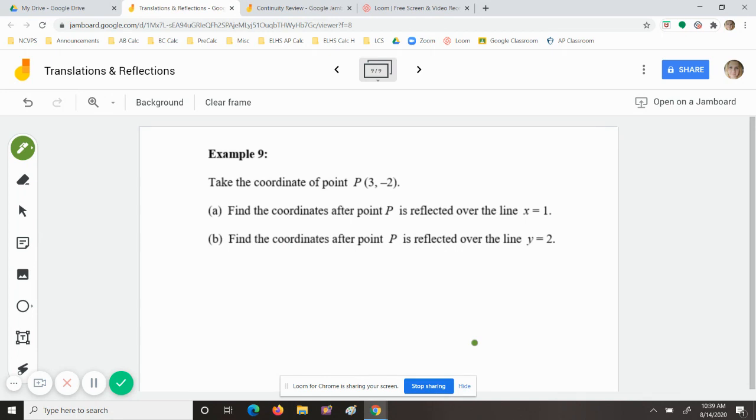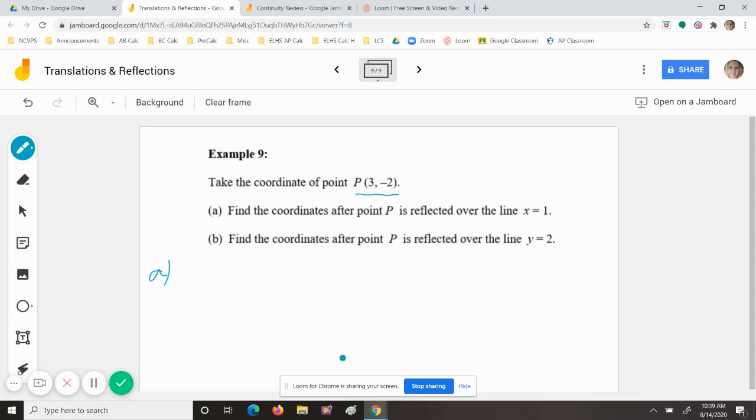All right, last one. This is definitely something that people struggle with a little bit as far as reflection. So I wanted to make sure to take some time to look over this. We have the coordinate P, which starts out at (3, -2). We want to find the coordinates after P is reflected over the line x = 1. That's the first thing we want to do.